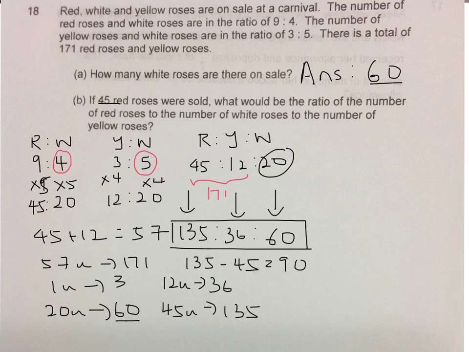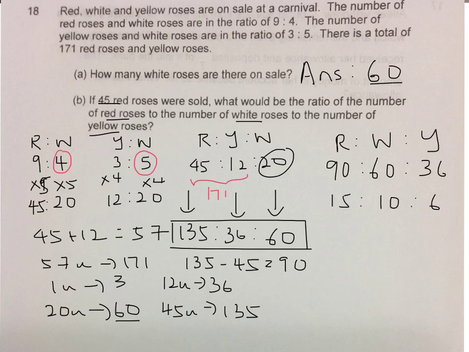Then they ask you what would be the ratio of red. So red is to white is to yellow. The red now we have left is 90, the white is 60, yellow is 36. All could divide by 6. So 90 divided by 6 will be 15 is to 10 is to 6. So our final answer would be 15 is to 10 is to 6. Okay, this is the end of the paper. Thank you.